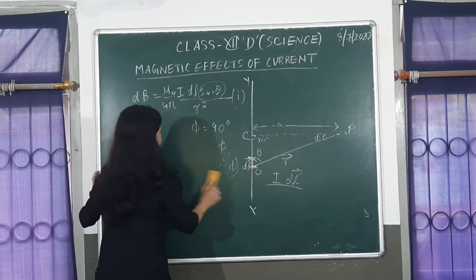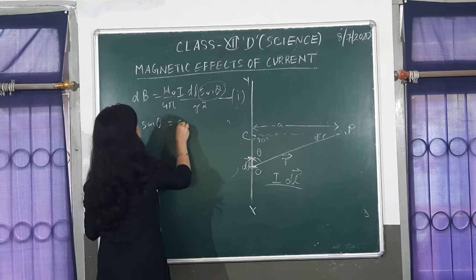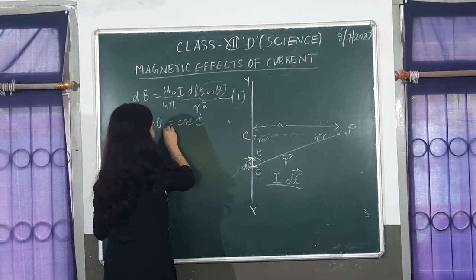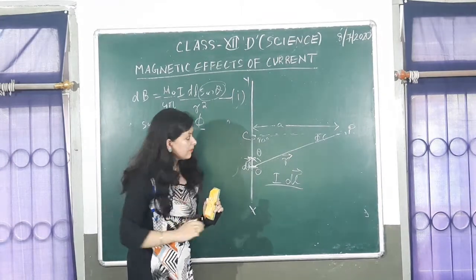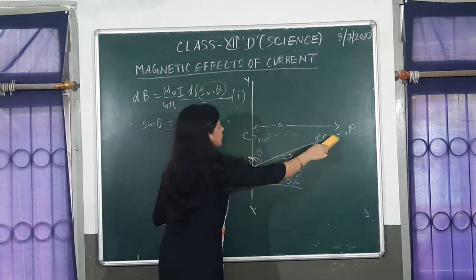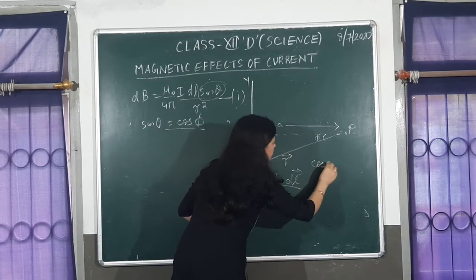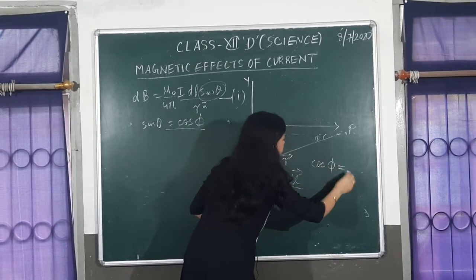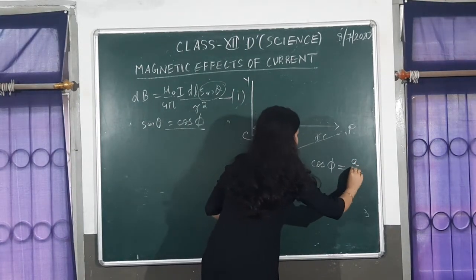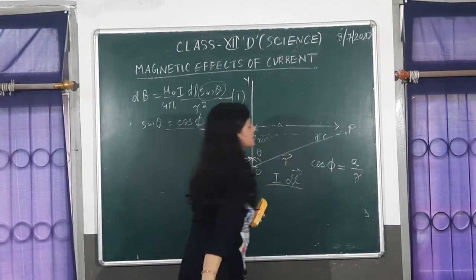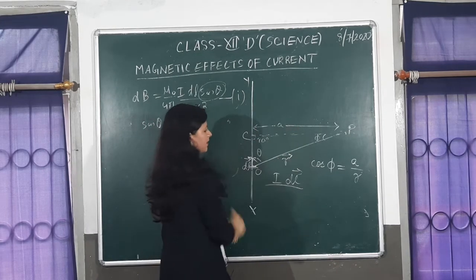So what I can write is sin theta is equal to cos phi. Let me keep it separately now. Now, if you again look at this triangle, cos phi is equal to A divided by R, because cos is base by hypotenuse. This is our base and this is our hypotenuse.